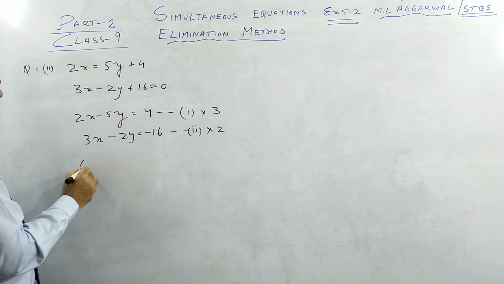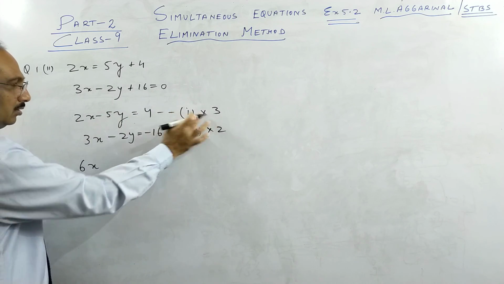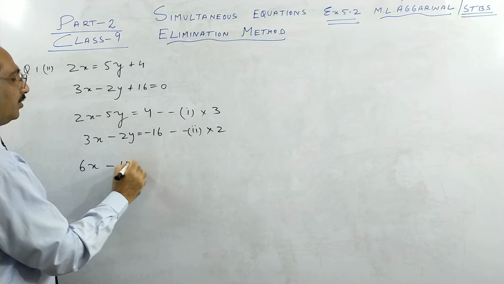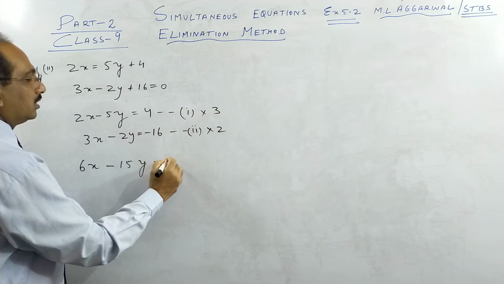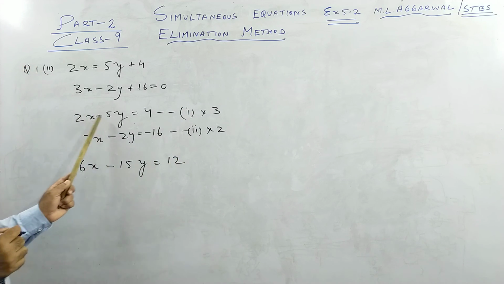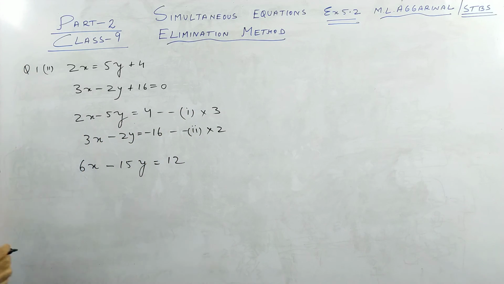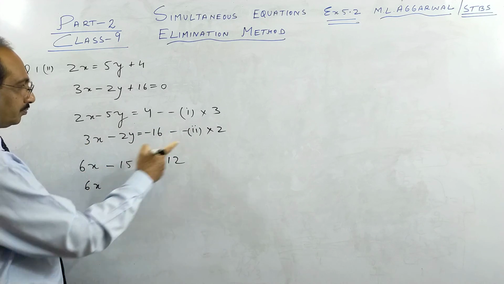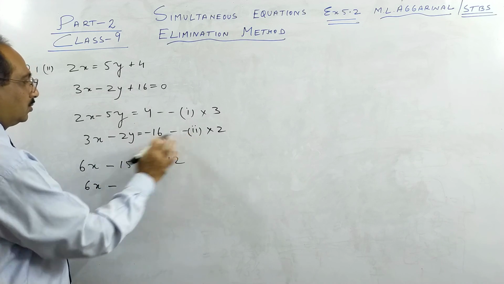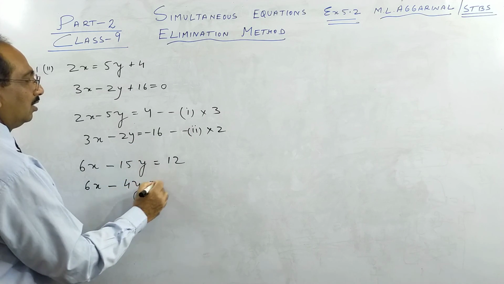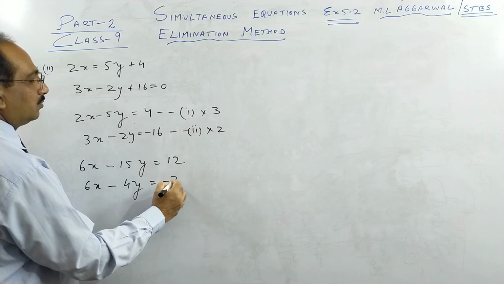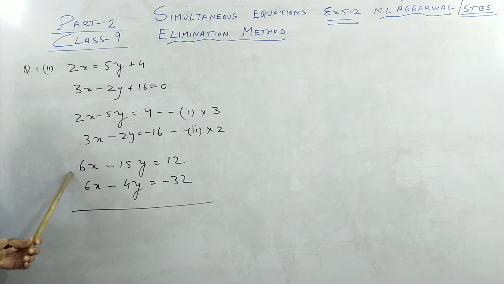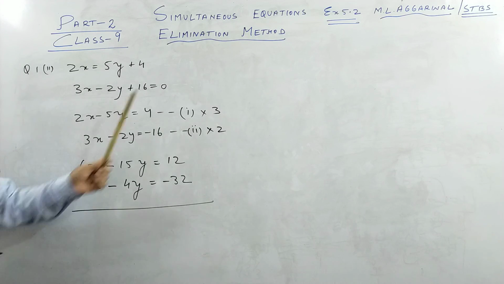3 2s are 6. 3 2s are 6, minus here. 3 5s are 15y. 4 3s are 12. So each term we multiply by 3. Now 2 3s are 6x, minus, minus 2 2s are 4y. 2 into minus 16 is minus 32. So here what you have seen, I have made the coefficient of x equal and we will eliminate.